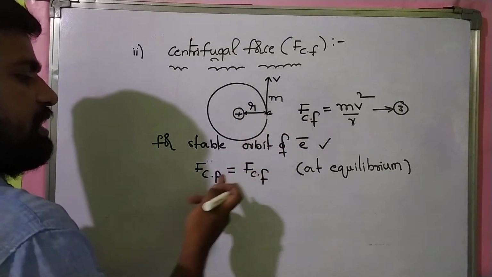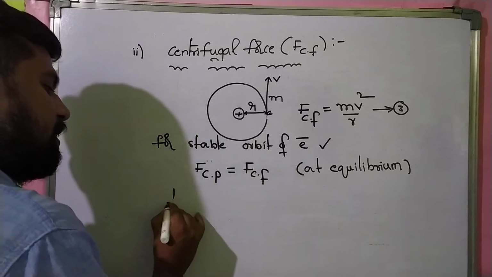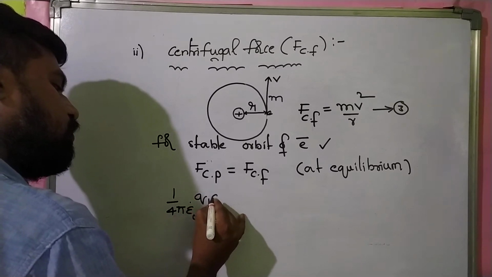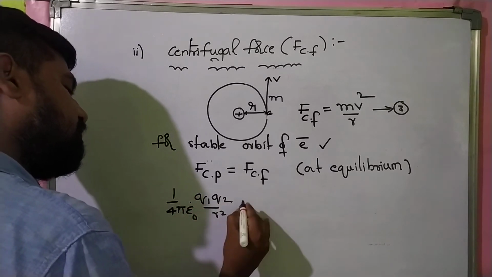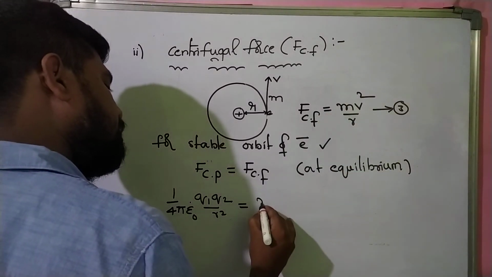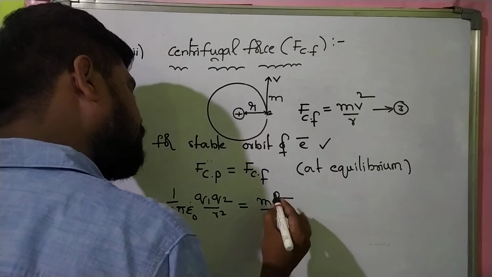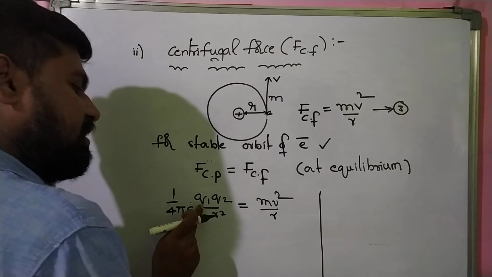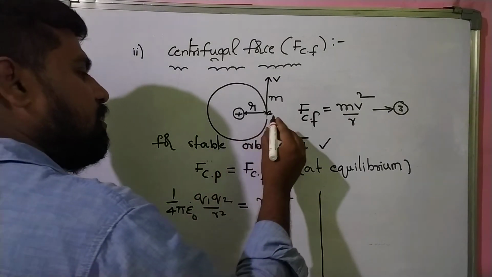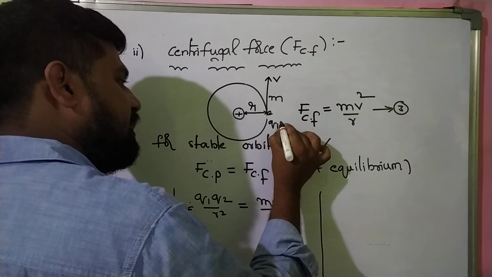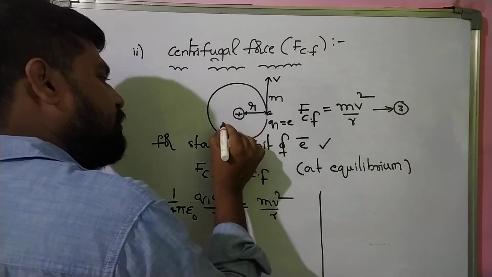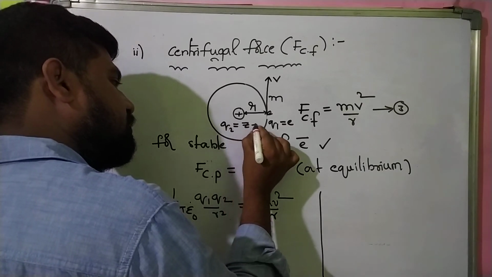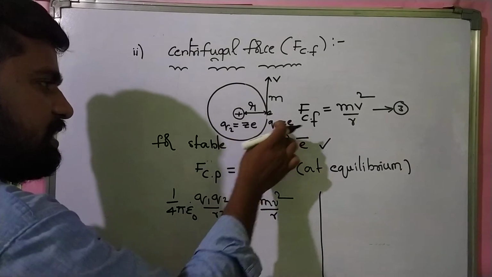So what is the centripetal force? 1 by 4 pi epsilon naught q1 q2 by r square equal to mv square by r. Here everybody knows that. So what is q1? Q1 is nothing but the charge of the electron, and q2 is nothing but the charge of the nucleus. Okay, now I substitute these values here.